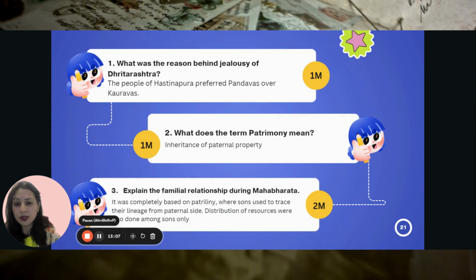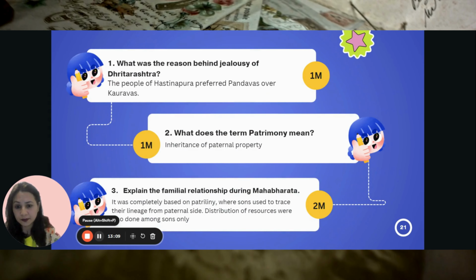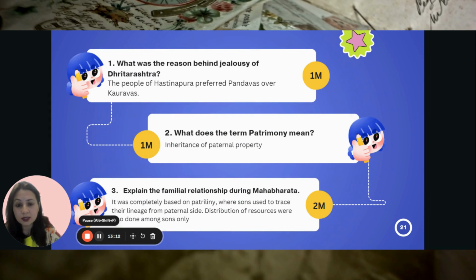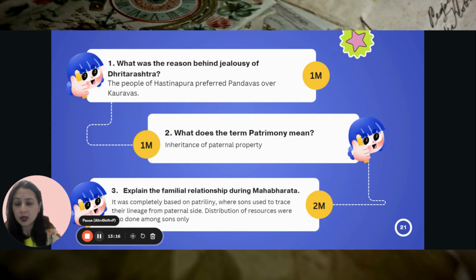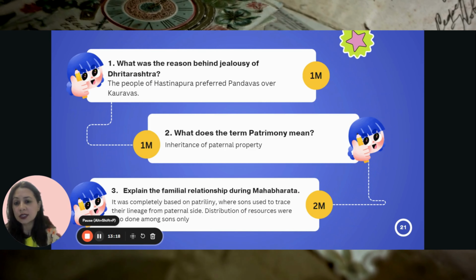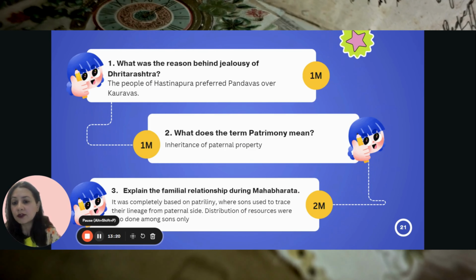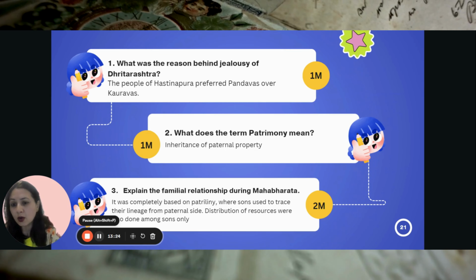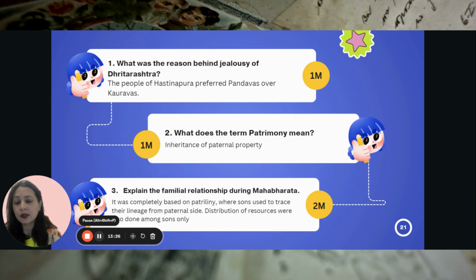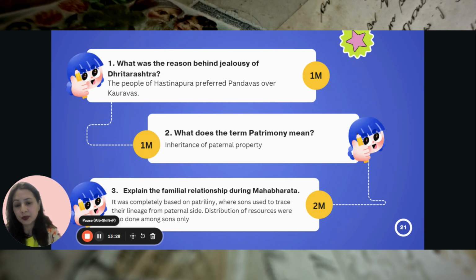Questions. What was the reason behind jealousy of Dhritarashtra? What does the term patrimony mean? Explain the family relationship during Mahabharata. So, the reason for Dhritarashtra's jealousy was that the people of Hastinapur loved the Pandavas over the Kauravas, and the Kauravas were the sons of Dhritarashtra.